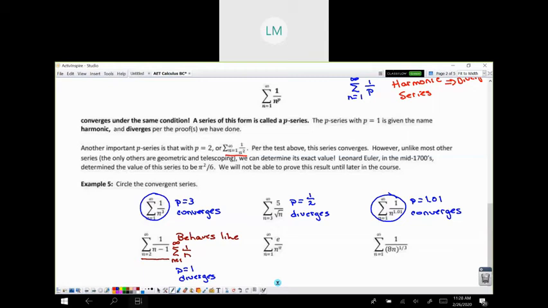Now, this next one requires a little bit of manipulation. So we have the series from n equals 1 to infinity of e times 1 over n to the pi. Well, p is equal to pi, so it's going to converge.